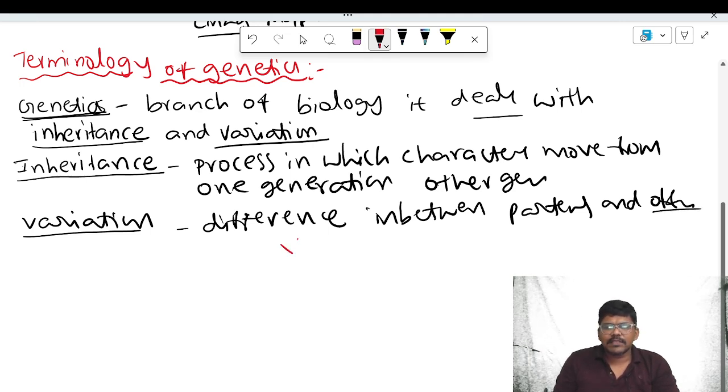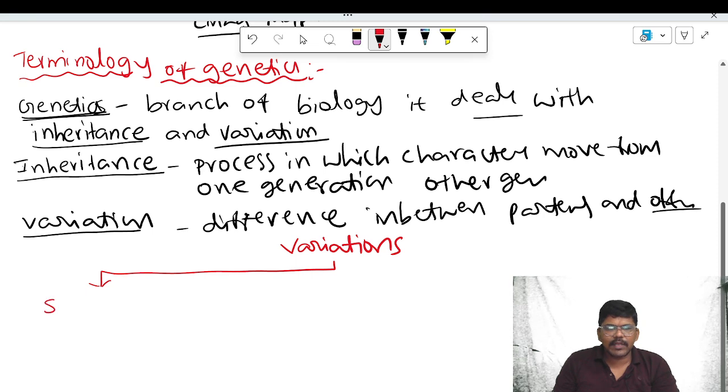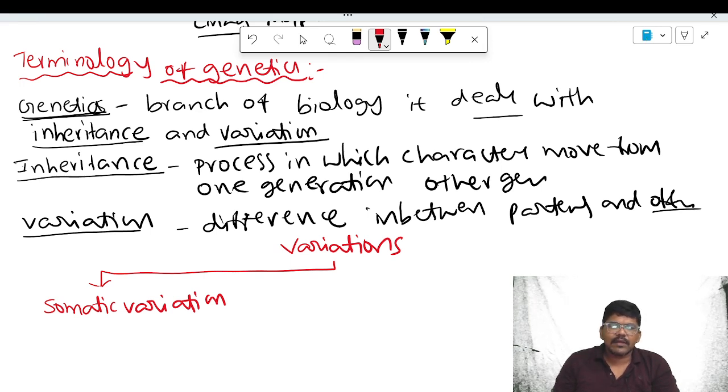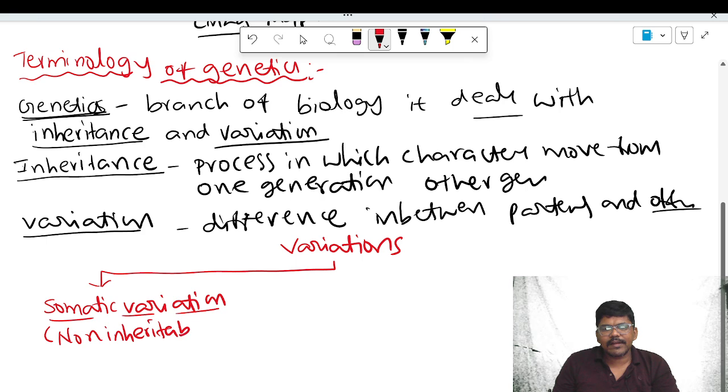If you observe the variations, they are divided into different types. The variations which occur in the somatic cells are called somatic variations. Somatic cells means the cells present in the body that are not involved in the formation of gametes. These are non-inheritable, meaning they are not transferred from one generation to another generation.